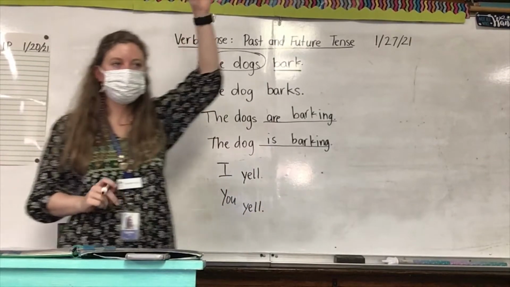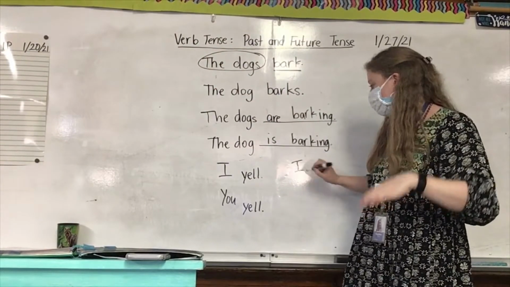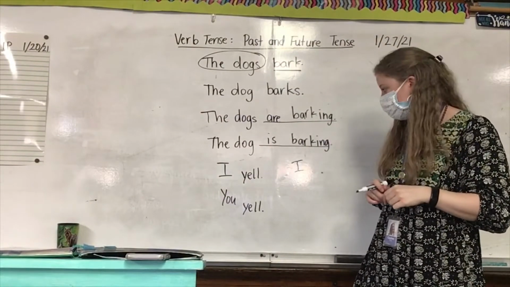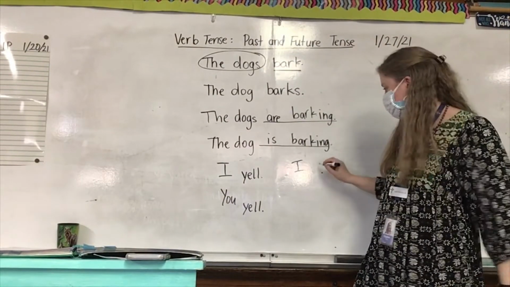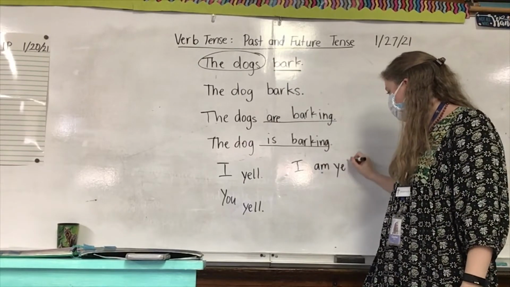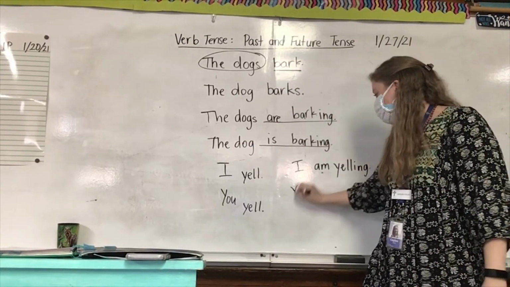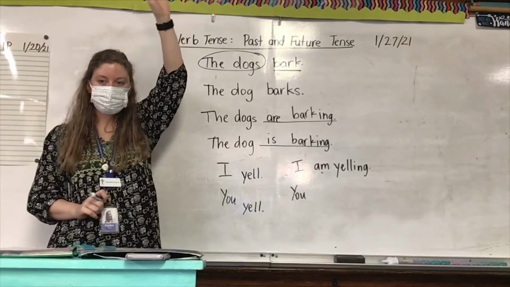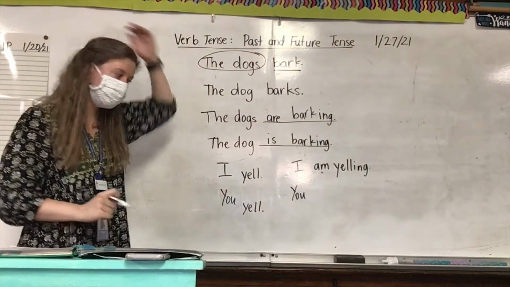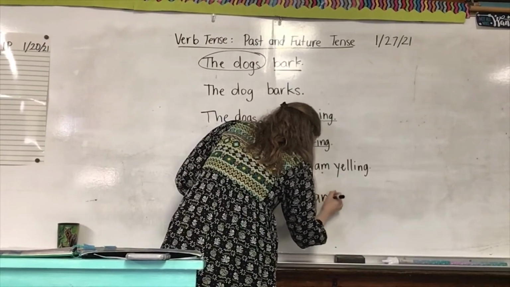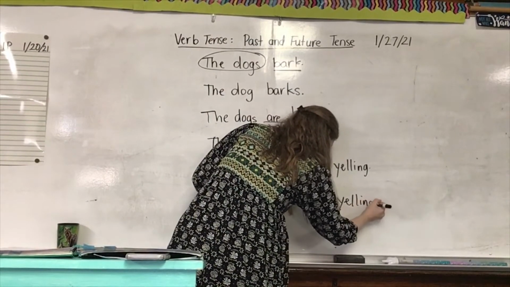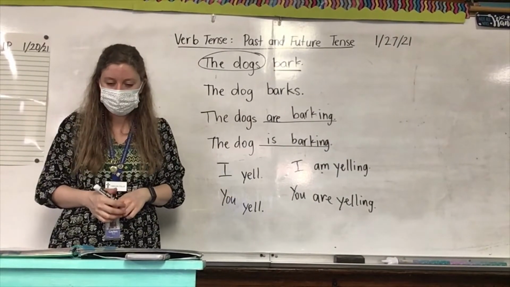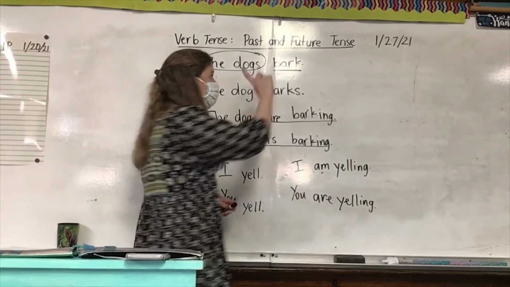What if I want to use a form of be and I have I? I am yelling. What if I have you and I want to add a form of be? You are yelling. We did this on Monday. This is exactly what I was talking about earlier this morning. Okay, so there's our quick review. Now let's talk about past and future tense.